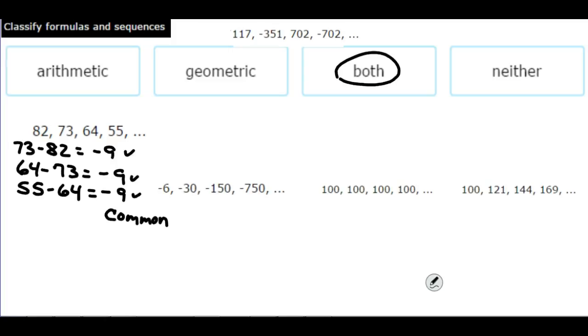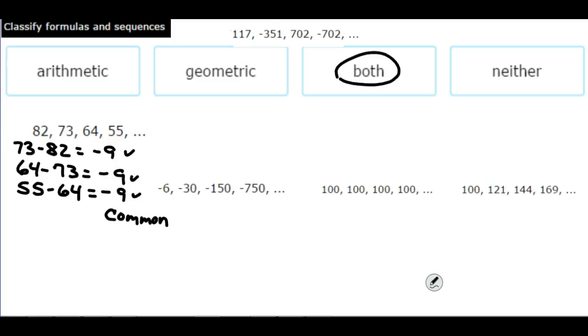Now, because there is an option for it to be both, we need to check at least by sight and say, could it be that we're multiplying by something too? And I'll tell you the truth, most of the time it's not. If it's arithmetic, it's not going to be geometric most of the time. I'll show you an example of when it would be, but in this case it wouldn't.